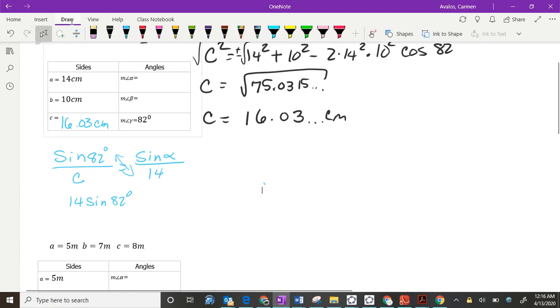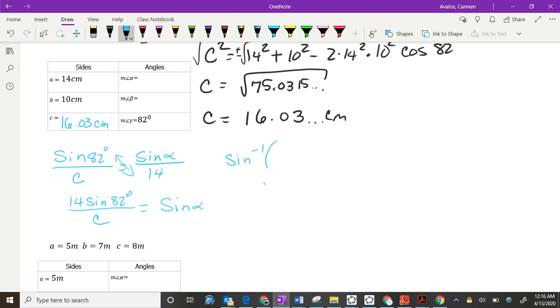Draw. I'm going to keep that over C, and that's going to equal the sine of alpha. It's the same thing as multiplying both sides by 14, which works out the same way. And then I have to get the inverse by itself. So I am going to then have the sine inverse of 14 sine of 82 degrees all over C is going to be my alpha.